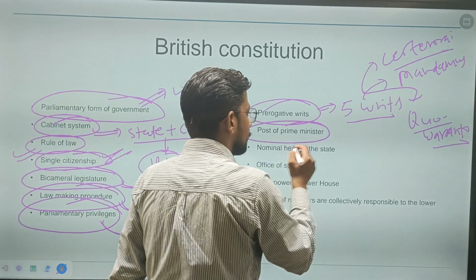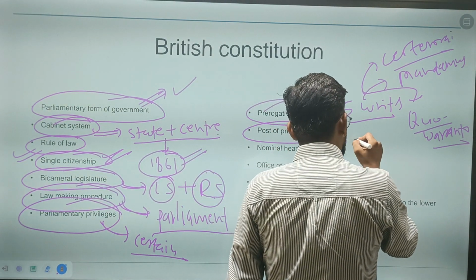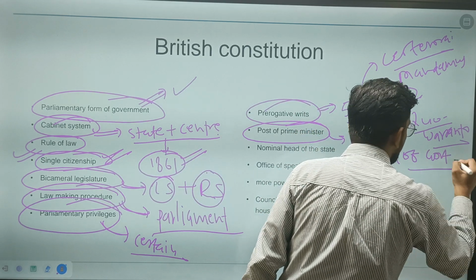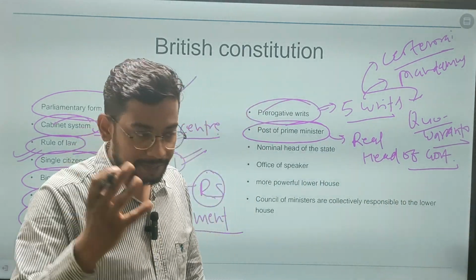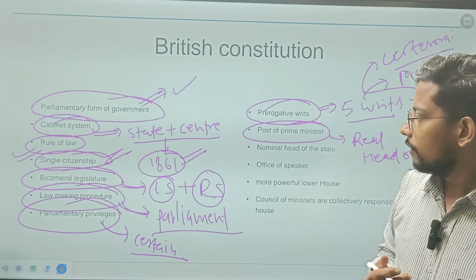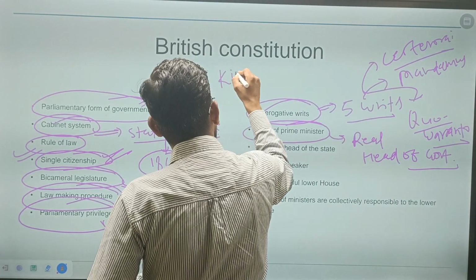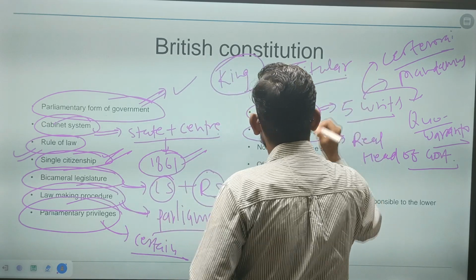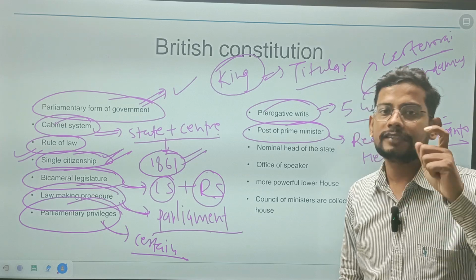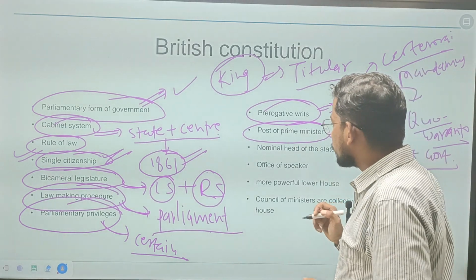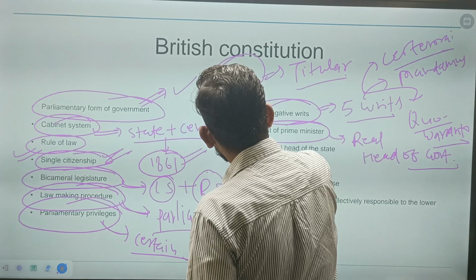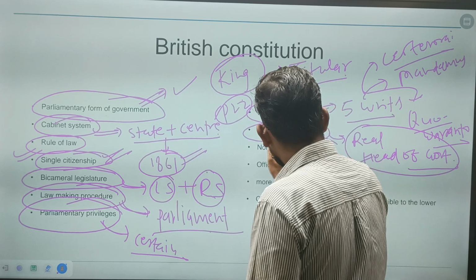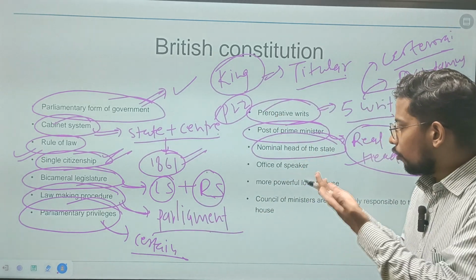Then the post of prime minister. Prime minister will be the real head of government. This provision has also been taken from, sorry, Britain. Remember one thing, in Britain, king or queen is a titular head. Similarly, in India, president is a titular head, but prime minister is a real head because real powers are vested with the prime minister.